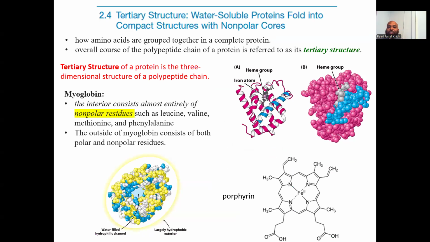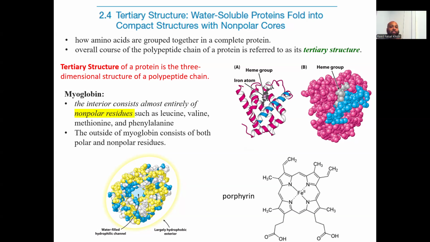Okay. Tertiary structure. That is, water-soluble proteins fold into compact structures with non-polar cores. That is when you have amino acids that are polar and amino acids that are non-polar. When you throw them in water, the polar ones are going to be dissolving in water, while the non-polar ones are going to be hiding in the core, in the middle, away from water, because they are hydrophobic. That's how you get a tertiary structure.